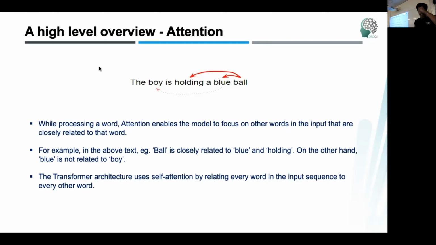For example, in this sentence, a boy is holding a blue ball, and here the blue could be related to the ball. The ball can be closely related to blue and also the holding, but the blue is not related to the boy. So the blue is only related to the ball, and the language model needs to understand this kind of thing, which is where the attention comes into play.